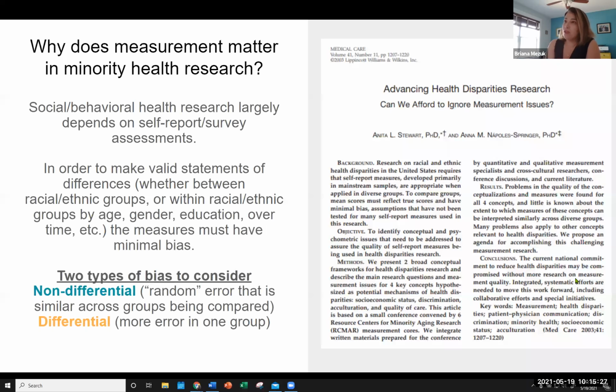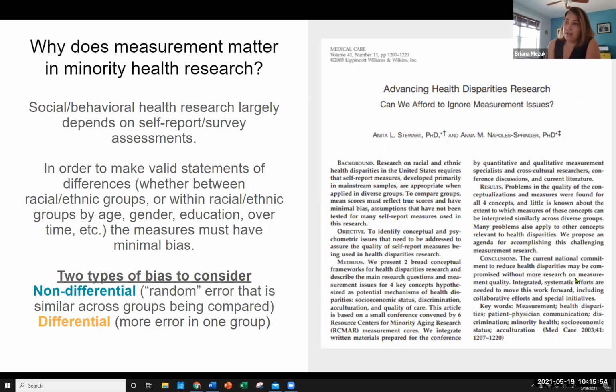So the social behavioral health sciences largely depend on self-report or survey measures. And so if we're going to make valid statements of differences, and by differences that could be between racial ethnic groups, or more likely given our focus, within racial ethnic groups, but differing by age or by gender or education or over time or any kind of comparison, we need to have minimal bias. And there are two types of bias that we have to deal with in terms of measurement.